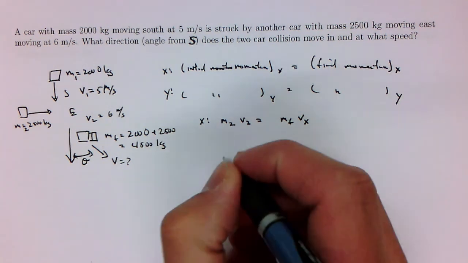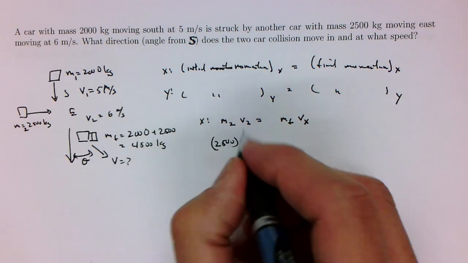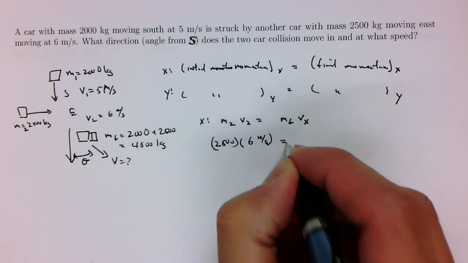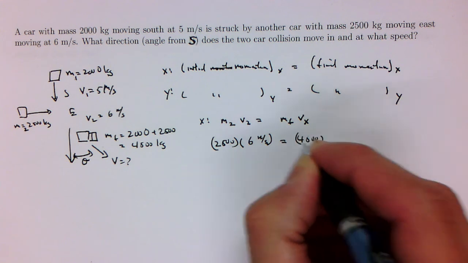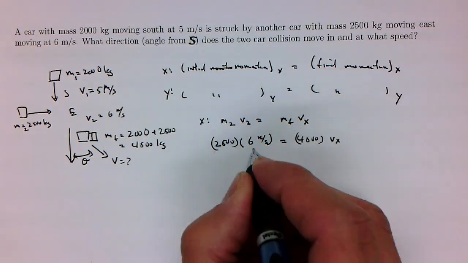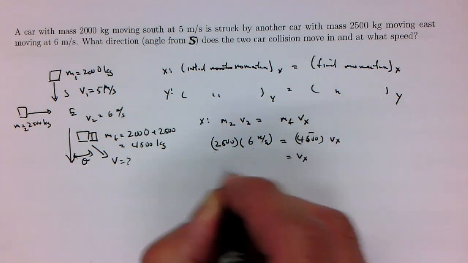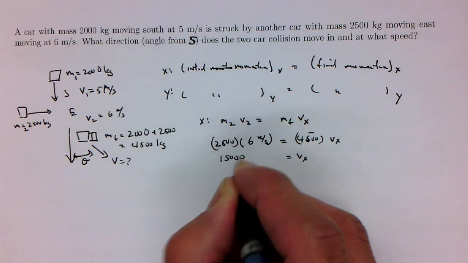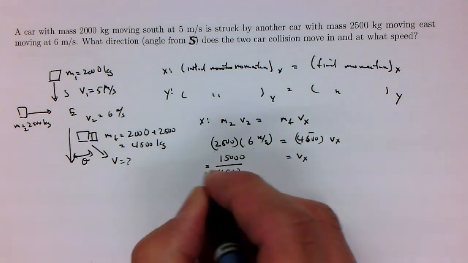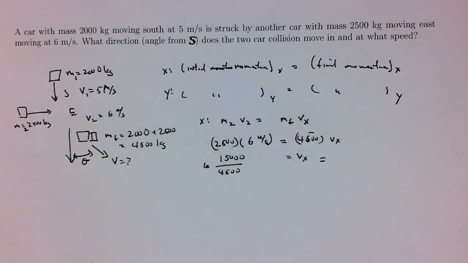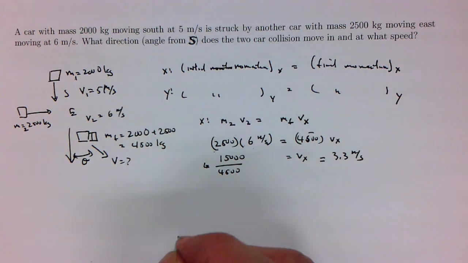The x component is basically m2, which is 2,500. The velocity is 6 meters per second. This is equal to the final state, which is 4,500 kilograms times Vx. So what you end up getting is Vx is equal to 15,000 divided by 4,500. And it happens to be, well, I'll write it on this side so it becomes a little clearer, 3.3 meters per second. Okay, so that basically solves one of them.